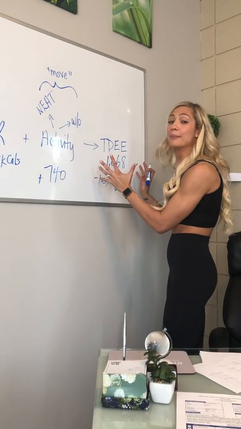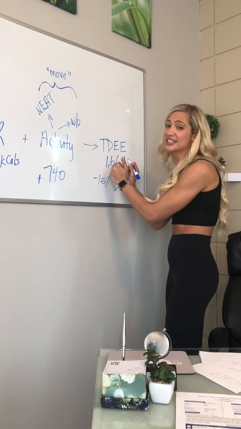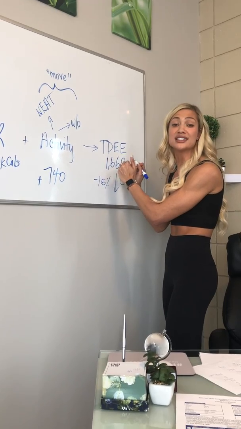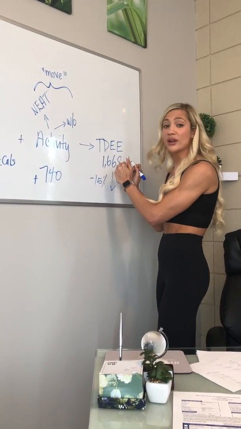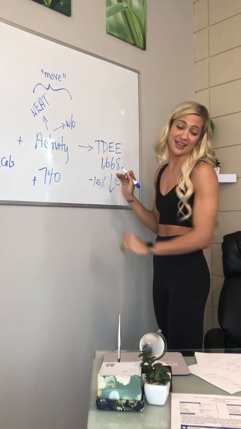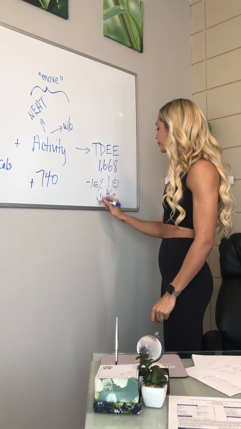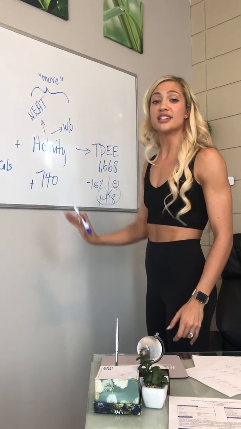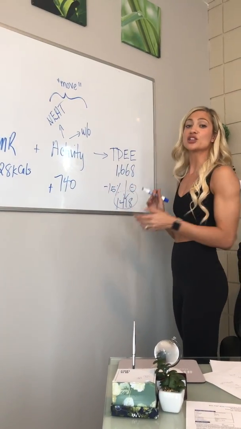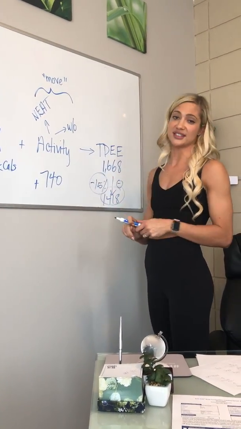So essentially when I'm making Justine's program, I'm not giving her 1,668 calories unless she wants to stay the same. What I'm going to feed Justine is 15% less than that, which is 1418. Feeding this person 1,418 calories will give me a 15% deficit. But that's just not it, guys. It's not just about calories.